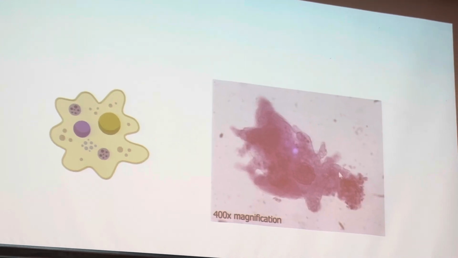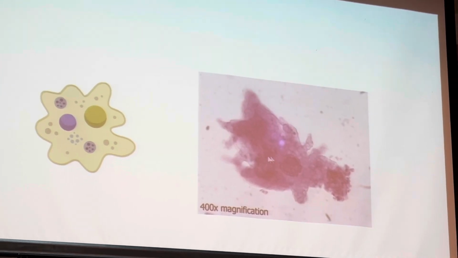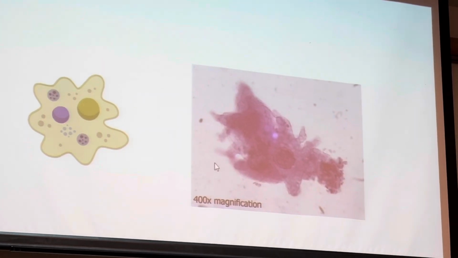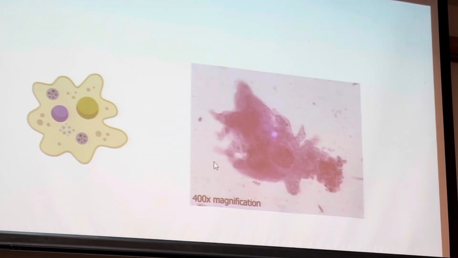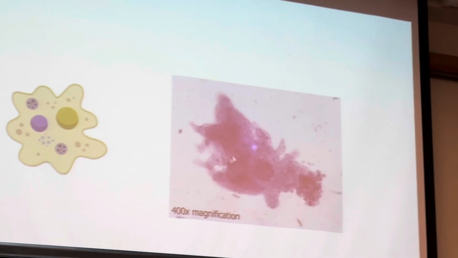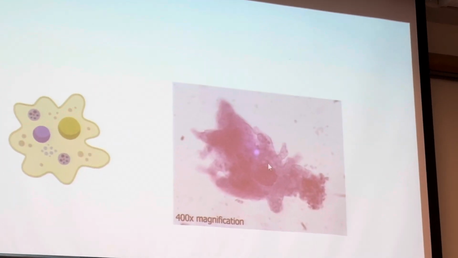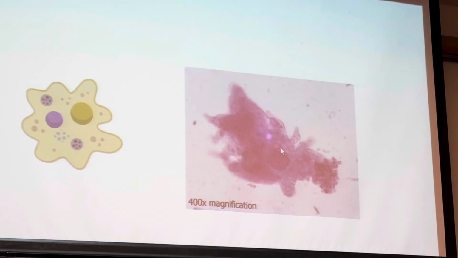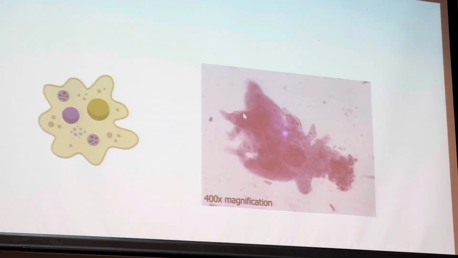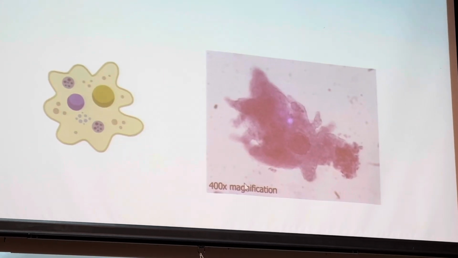Here's an amoeba. We have a really cool slide of an amoeba. Amoeba causes amoebic dysentery, fecal-orally transmitted. These are called pseudopods. That's how they move around. Entamoeba histolytica, you'll have to know that, but that's one of the most common. Under 400 magnification, they're very, very large.